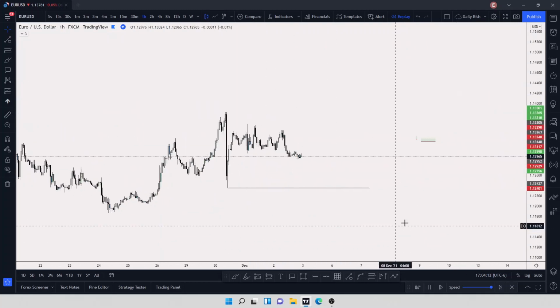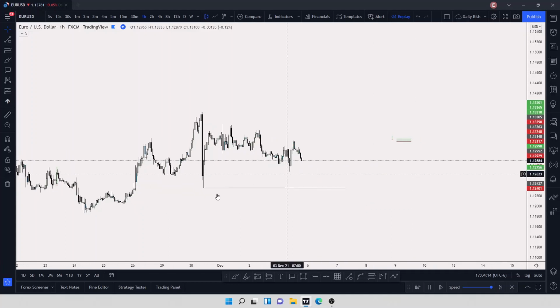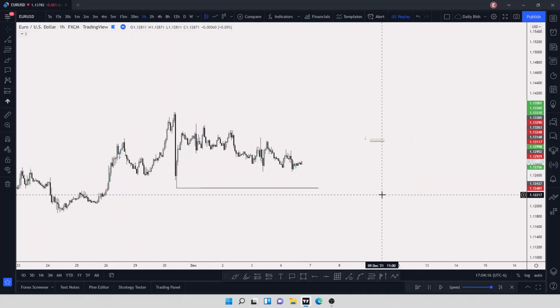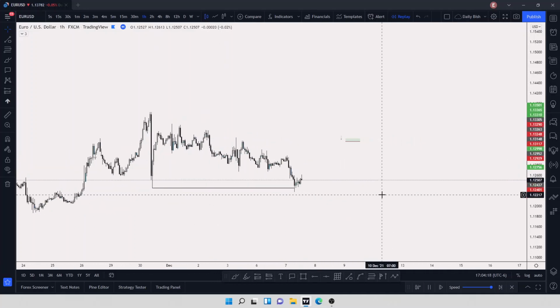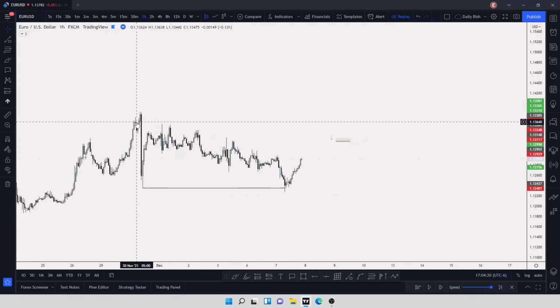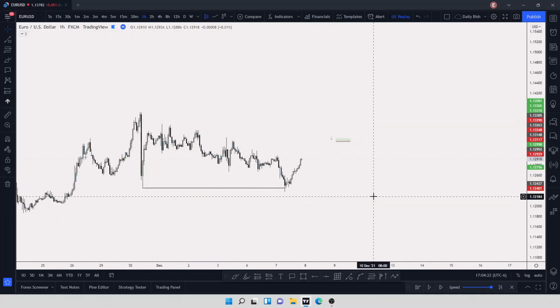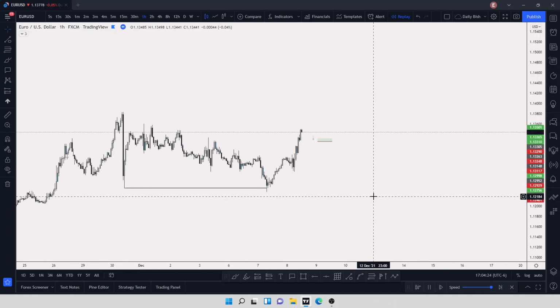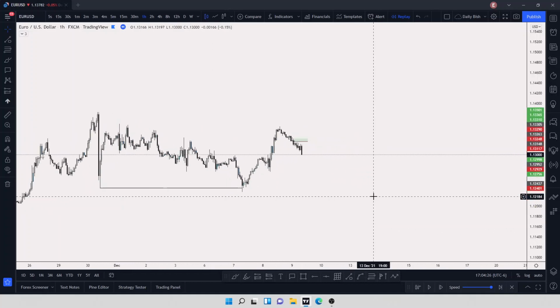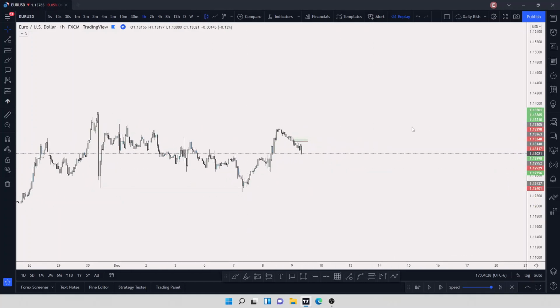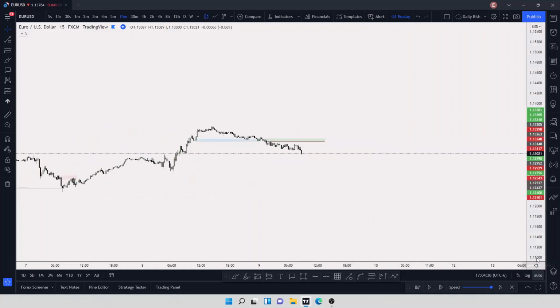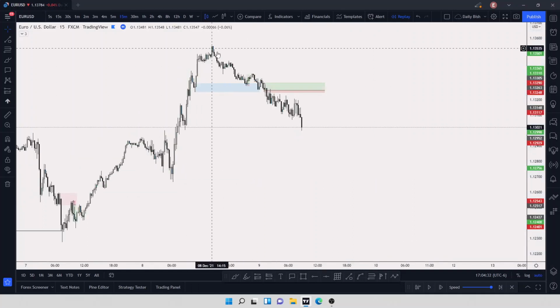I just waited till we broke out before I even really tried to play any kind of entries in here. But there were entries, like you can see here. There's stuff in here. I just personally didn't want to mess with it or show it for the video because it's a little confusing. Cool. So let's go to the 15-minute. We have this zone here. Price taps in. Let's go to the 1 minute.